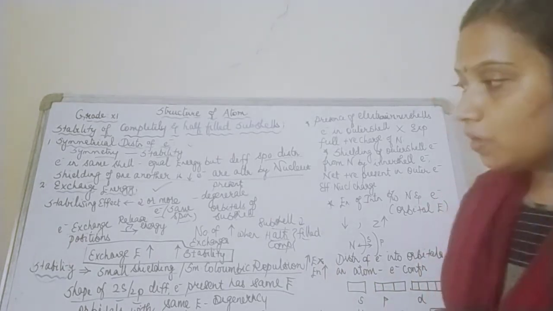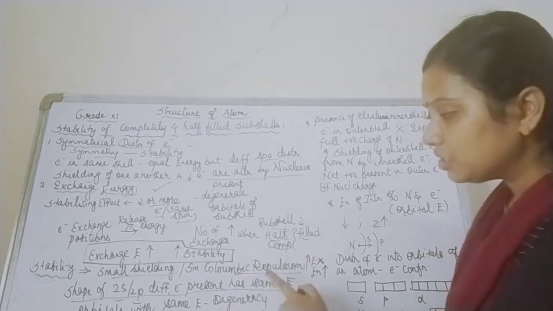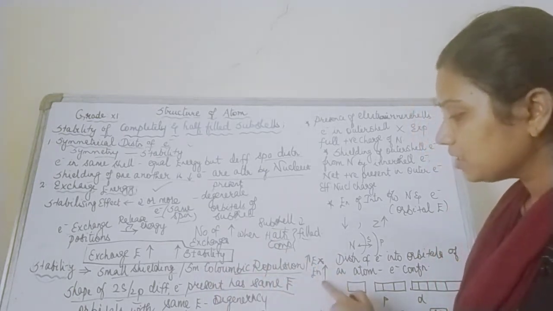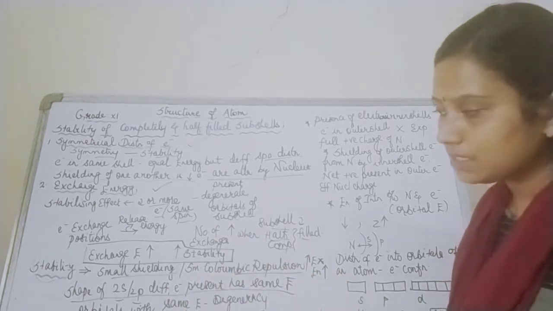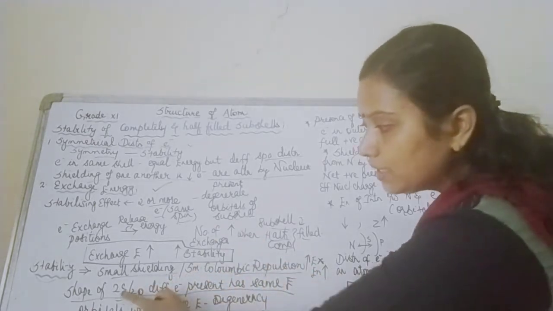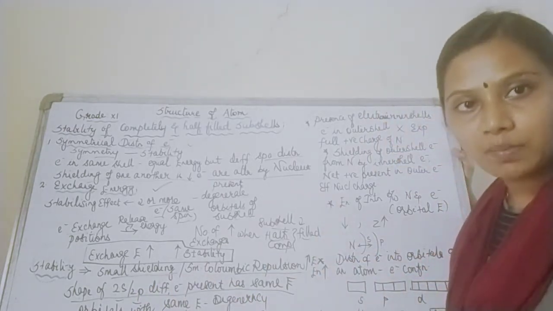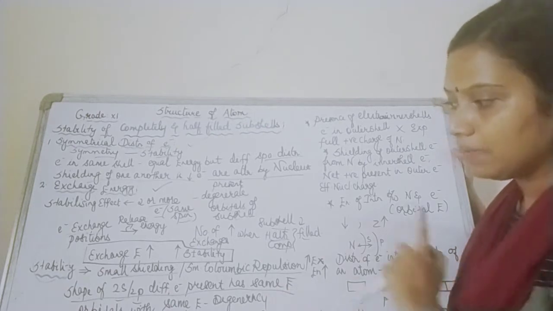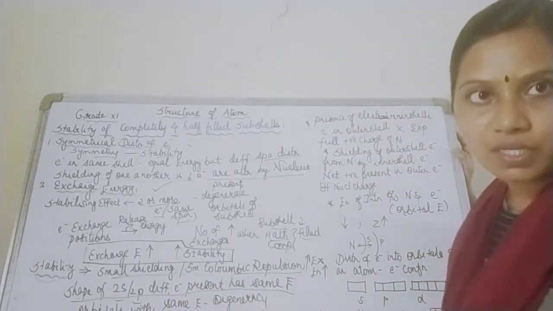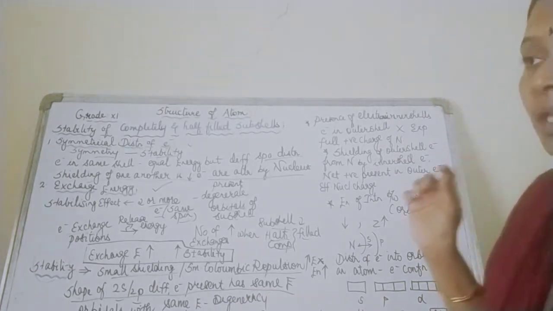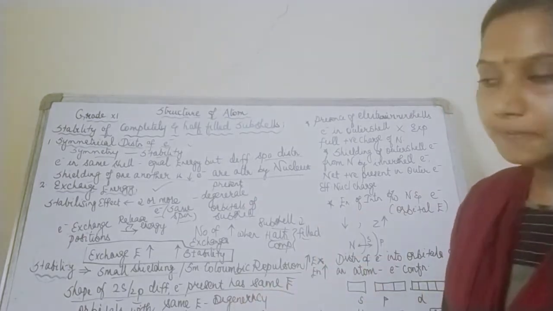Clear? So what is the inference? When the shielding effect is less, the Coulombic repulsion is more, because when exchange energy is more, Coulombic repulsion is also more. In that case, an orbital is said to be stable. The shape of 2s and 2p orbital is different, but an electron present in s and p orbital will possess the same energy. So orbitals with the same energy are said to be degenerate orbitals. What is degeneracy? Orbitals having the same energy is called degeneracy.